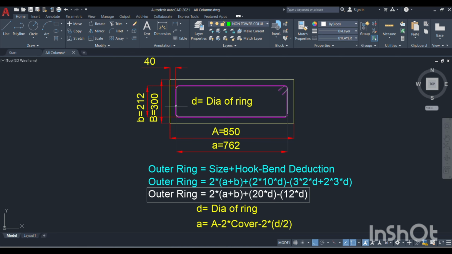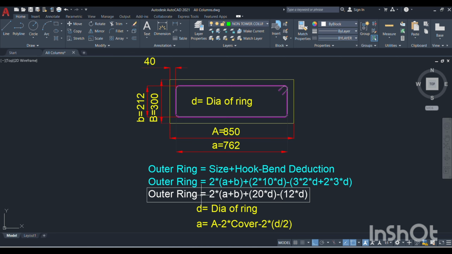Here, how many 90-degree bends are there? 3 bends are there, 90-degree bends, because of 3 numbers of 2D. 2D is the 90-degree bend coefficient. And 2 into 3D: how many 135-degree bends are there here? 2 135-degree bends are there, then that is 2 into 3D. 3D is the coefficient for the 135-degree bend.